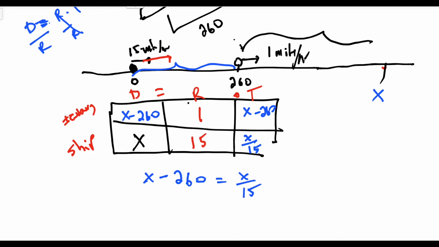So hit both sides by 15. Let's kill the fraction. I like that method. 15, 15, 15. So 15x minus 15 times 260. Quick, that's a math.